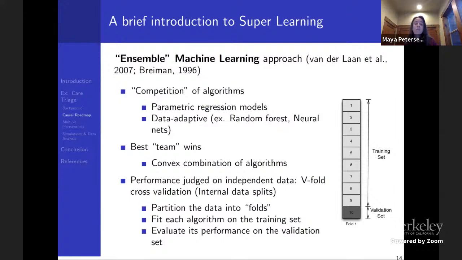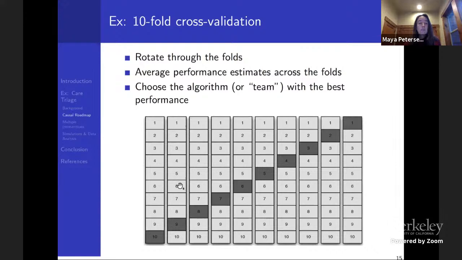So that said, super learning is really based on this idea of setting up a competition of algorithms, including data adaptive approaches, but also potentially parametric regression models based on expert consultation, considering convex combinations of these algorithms, and choosing the convex combination that performs best, where performance is judged based on v-fold cross-validation, so internal data splits, where we partition our data into folds, fit each algorithm on a training set, and evaluate performance on the validation set and average across the validation sets, with, as Helene mentioned yesterday, the opportunity to choose a loss function that matches our problem well.